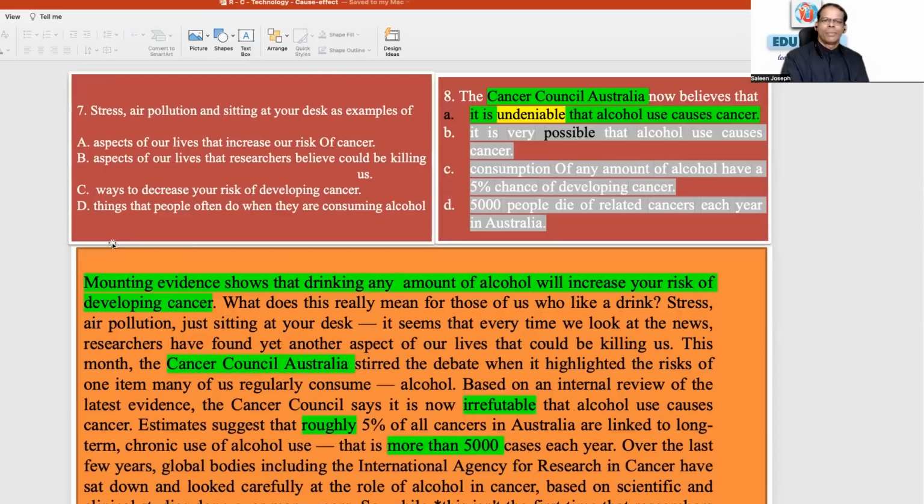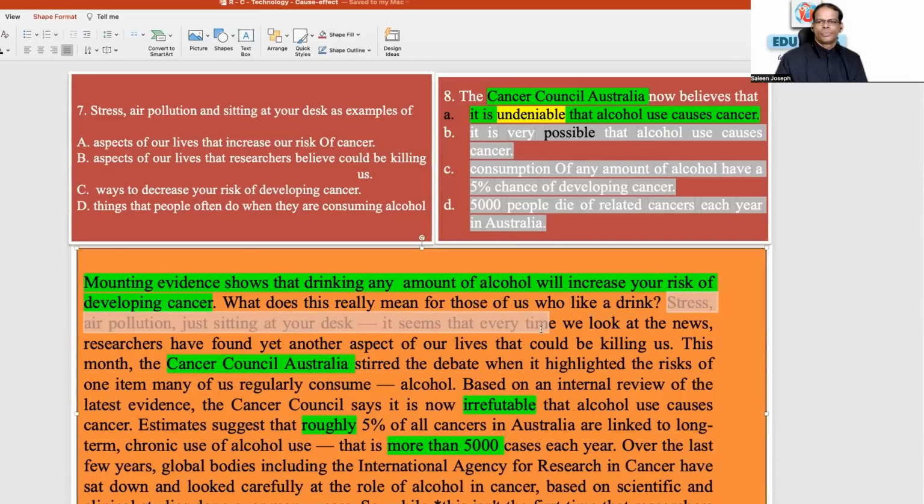So read the questions. This is number 7. Stress, air pollution, and sitting at your desk as example of A. Aspect of our lives that increase our risk of cancer. B. Aspect of our lives that researchers believe could be killing us. C. Ways to decrease your risk of developing cancer. D. Things that people often do when they are consuming alcohol. So stress, air pollution, and sitting at your desk are examples of what? So where does it come?